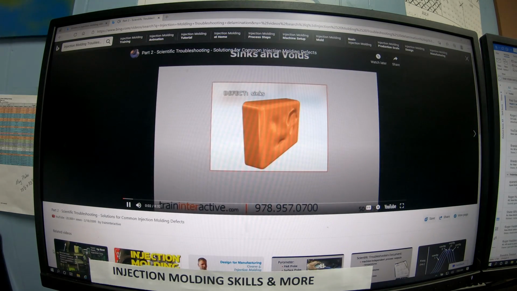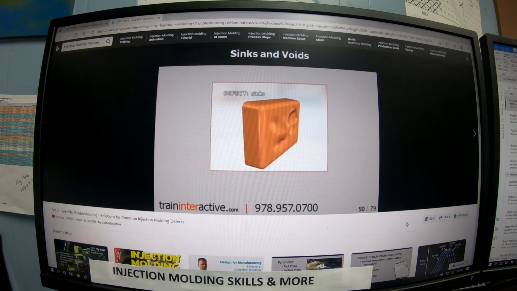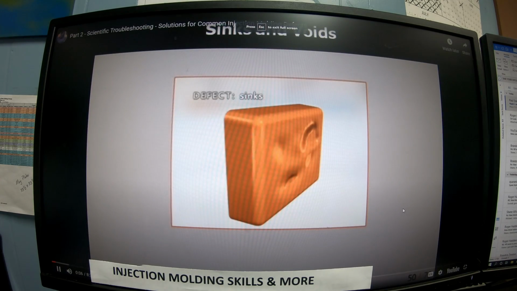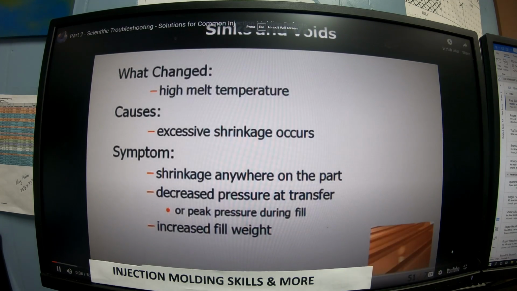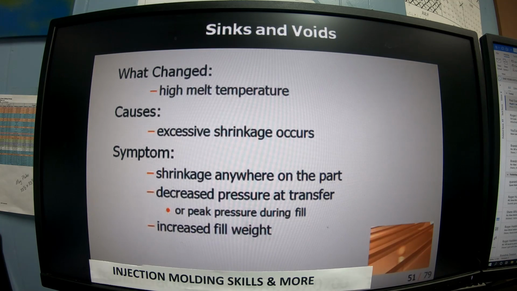In this case, we'll discuss both sinks and voids together, since most of their causes tend to be the same. If your defect was a result of a high melt temperature, then the polymer can shrink excessively, causing sinks and voids virtually anywhere on the part. Aside from an increase in melt temperature, you're most likely to see an increase in the fill-only part weight, as well as a drop in the pressure at transfer.